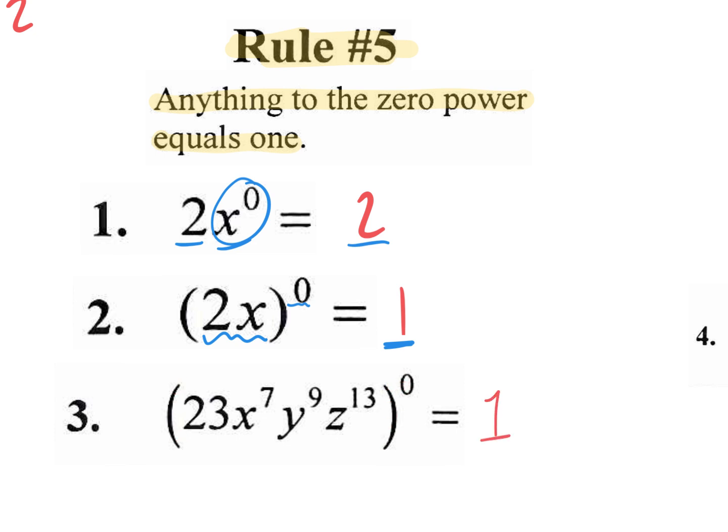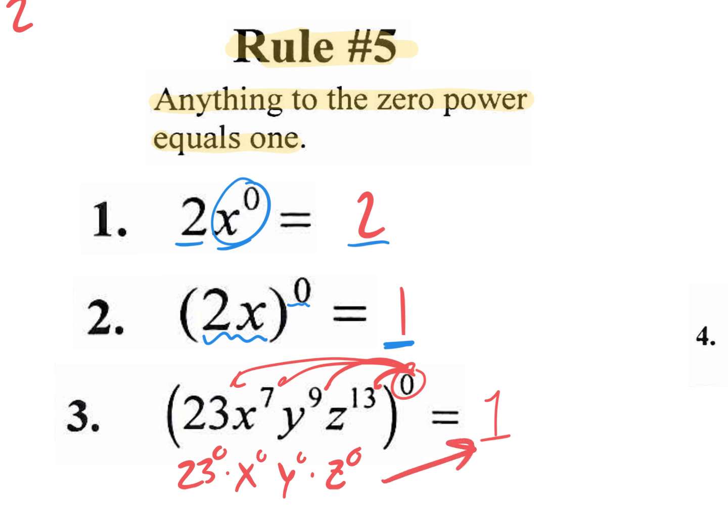Now, even if you were thinking, well, wait a minute, I could apply rule number 3. Remember, you have parentheses with the exponent on the outside. Oh, I could put this 0 right there on the 23, on the 7, on the 9, on the 3, and you're multiplying. So what are you going to have? You're going to have 23 to the 0 times x to the 0 times y to the 0 times z to the 0. And technically, all of those are 1. So 1 times 1 times 1 times 1 is going to be 1 anyway. So that's a waste of time, right? The bottom line is if you have the whole thing in parentheses to the 0 power, then the whole thing equals 1. And that is rule 5. Super easy.